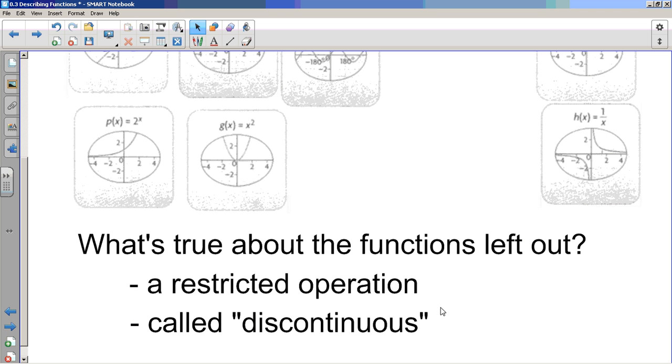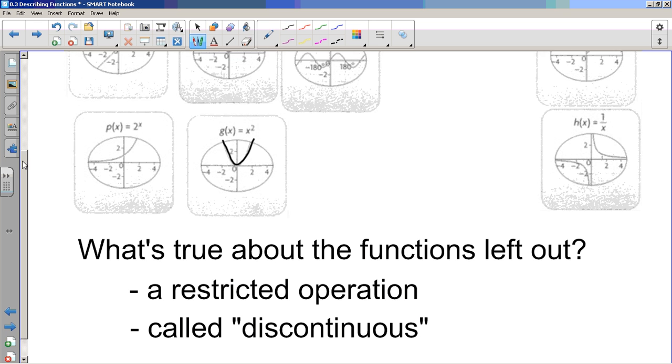This is called discontinuous. A continuous function is one where you can start on the left and trace right through. Don't draw on your cards now, you'll mess them up, without lifting your pen. See how I did that without lifting my pen? But here, if I were to draw along, I'd have to lift my pen so I could get to the other side. That's discontinuous. When you have to lift your pen, that's a discontinuous function.